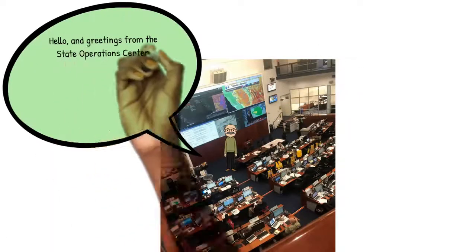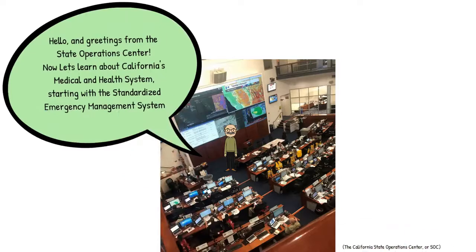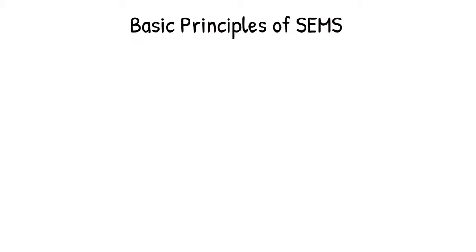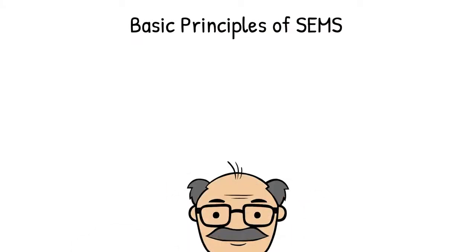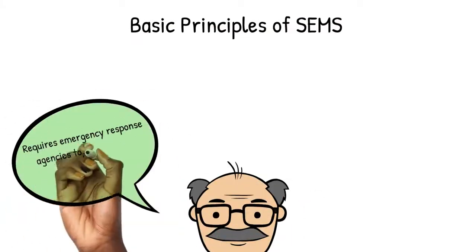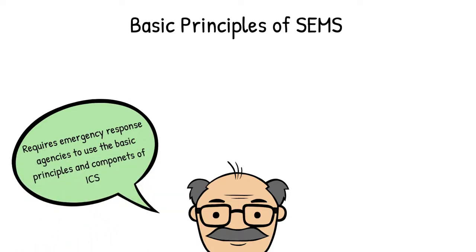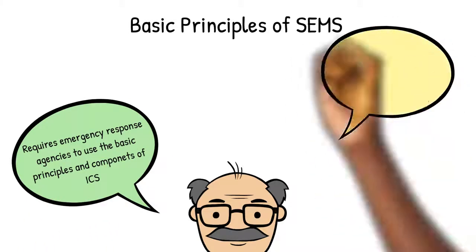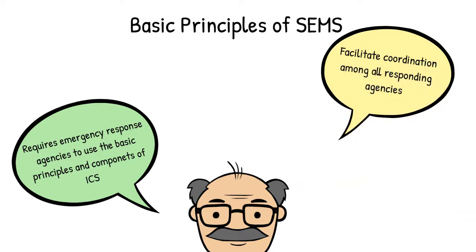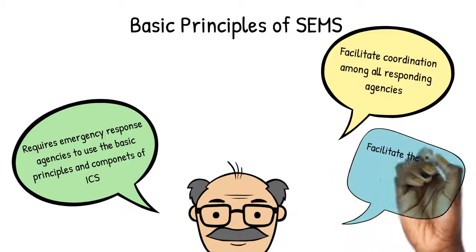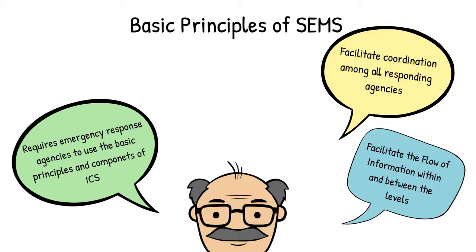Welcome back to Section 2 of the California Patient Movement Plan. Now we're going to talk about the medical and health system description, starting with the Standardized Emergency Management System, also called SEMS. The basic principles of SEMS are really quite simple. One, SEMS requires emergency response agencies to use the basic 5 levels and then the basic components of ICS. SEMS also facilitates coordination among all responding agencies and facilitates the flow of information within and between the levels.